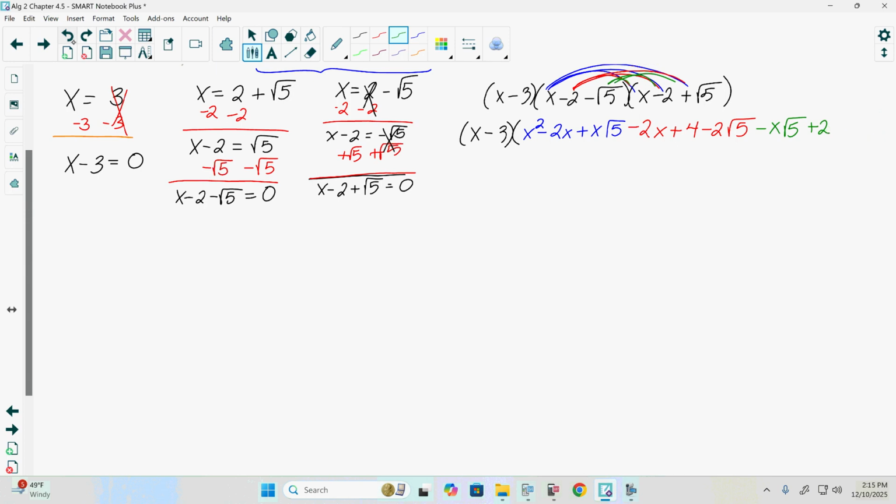Now, lastly, we have negative square root of 5 times square root of 5. Well, our negative times the positive is going to be a negative.